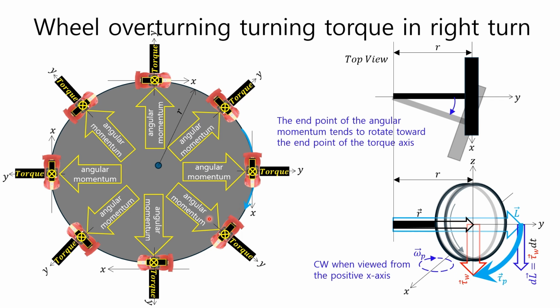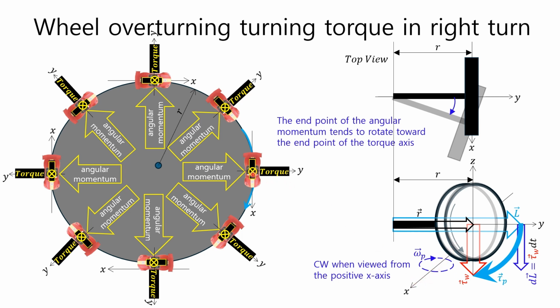Since the arrow end of the angular momentum always tends to rotate toward the arrow end of the torque, it tends to rotate about the negative x-axis. Accordingly, an overturning torque tau p is generated in the same direction as the angular velocity omega p of the precession. Therefore, all parts that rotate in the same direction as the wheel, including the wheel, generate the same overturning torque that wants to rotate outward. The overturning torque that tends to turn outward about an axis parallel to the x-axis increases the outward load transfer.